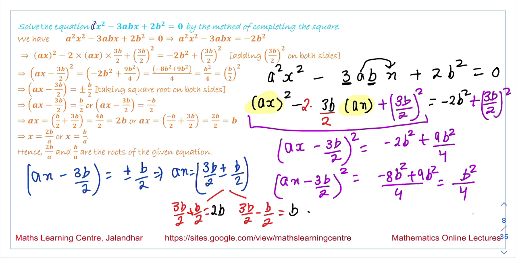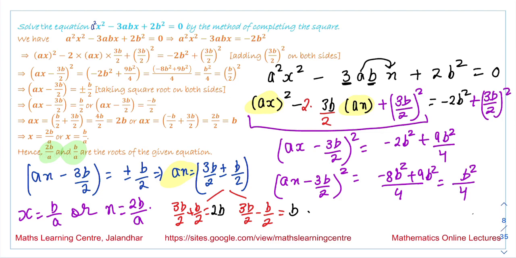So these are the values of ax. So the values of x we have, it should not be and over here, it should be or over here, that x can have the value b by a or x can have the value 2b by a. So we are saying that the roots of the given equation are 2b by a and b by a.